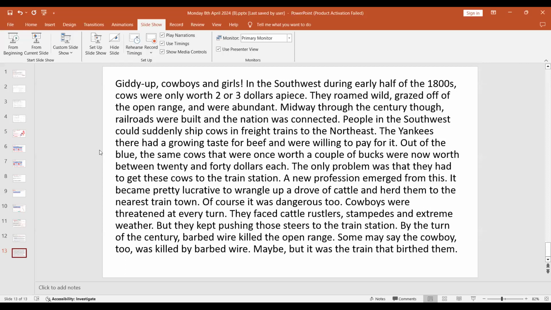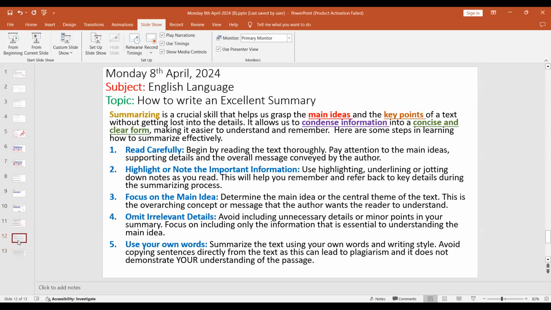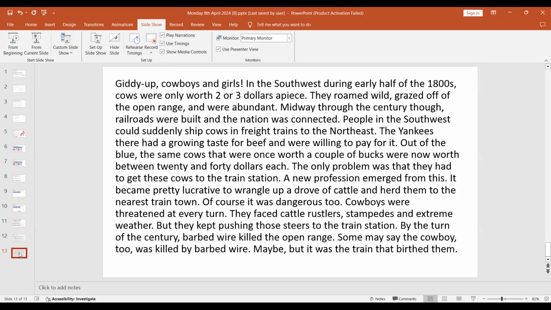You want to follow the same steps. You want to read it carefully. You want to highlight or note the important information. You want to focus on the main idea, omit irrelevant details, and use your own words. I need your summary to be no less than 5 sentences. It has to be no less than 5 sentences. So at least 5 sentences for your summary.